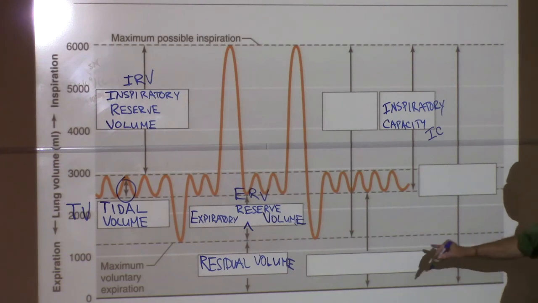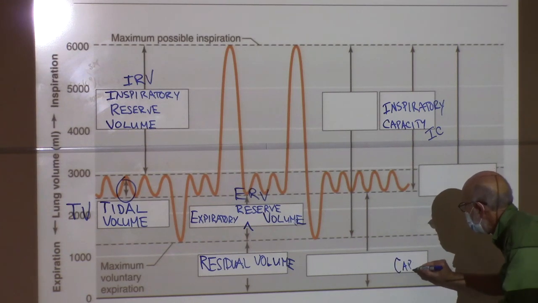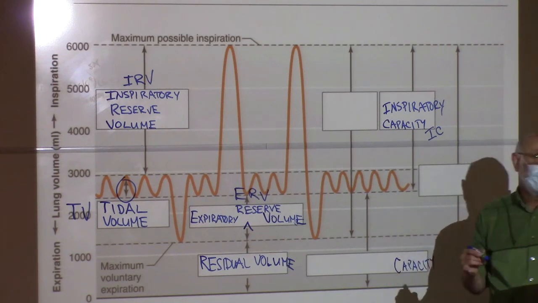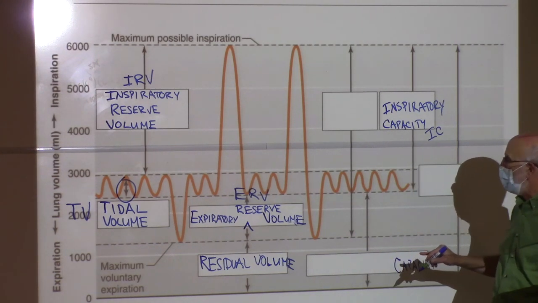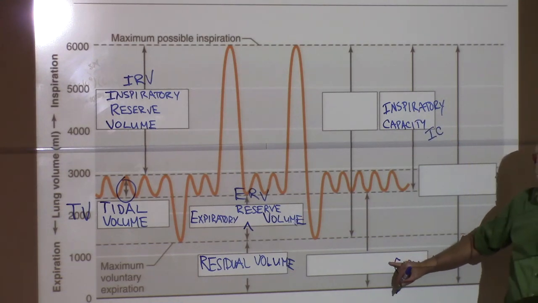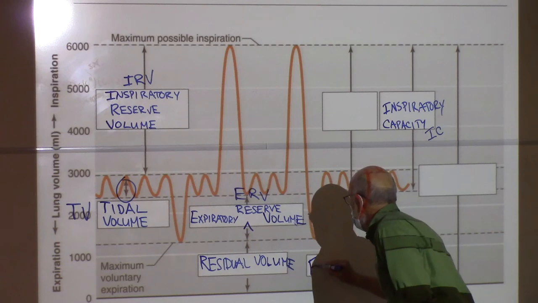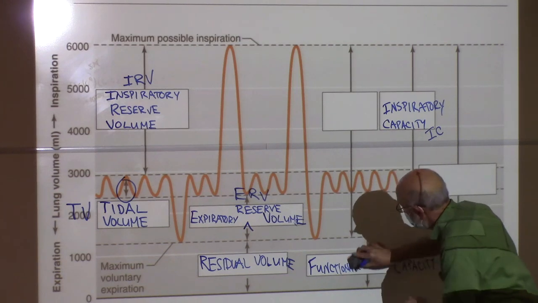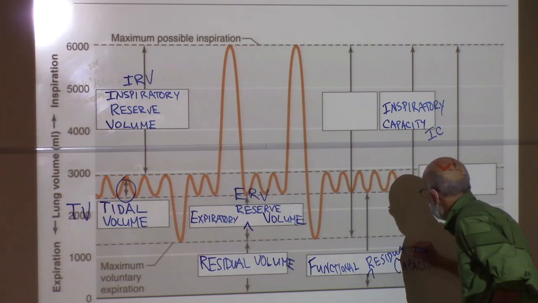Is this a volume or a capacity? That's a capacity. Is it associated with expiration or inspiration? Expiration. So what would you want to call it? This is the trick. You would say, okay, it's an expiratory, following this, this is just the expiratory capacity. But it's not. They don't call it that. I don't know why. It's called the functional residual capacity.